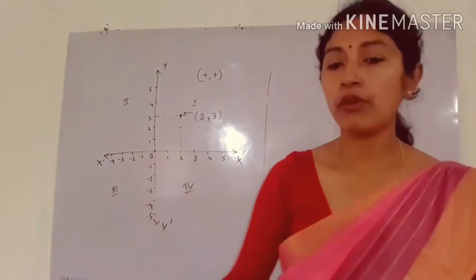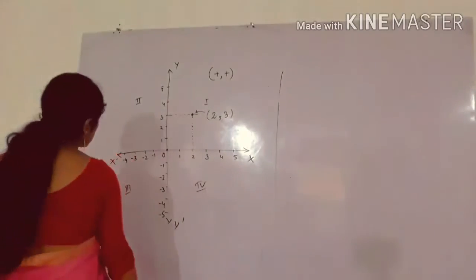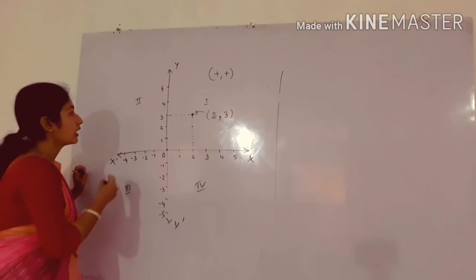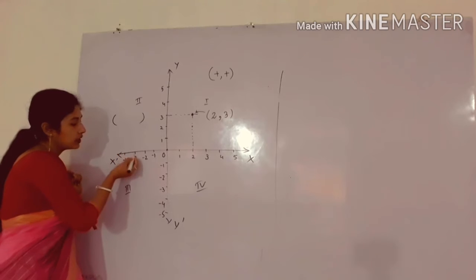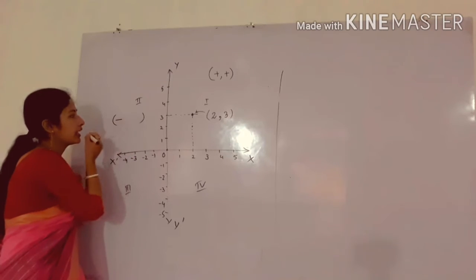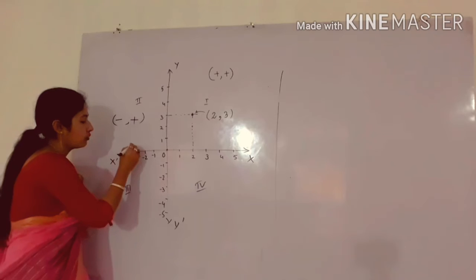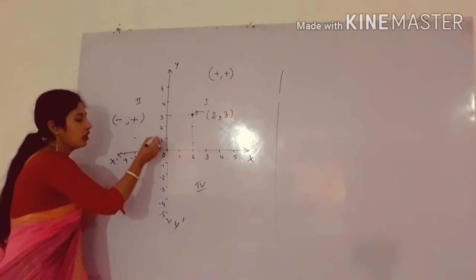Now come to number 2, that is the second quadrant. When we go to the second quadrant and express any coordinate, what will the signs be? Here see, the x coordinate has negative values. So the first will be negative and the second will be what? Positive.